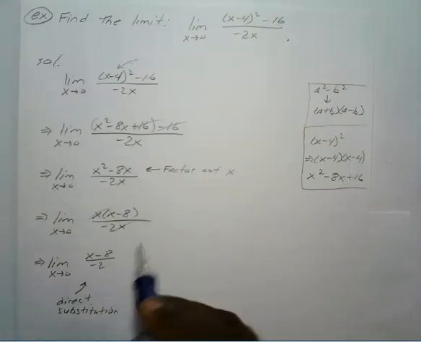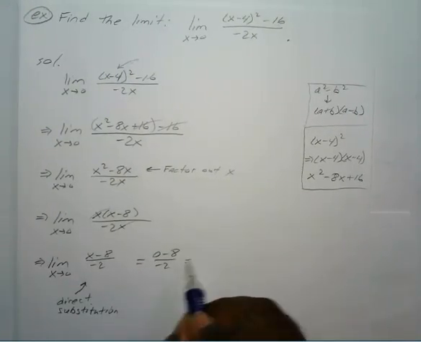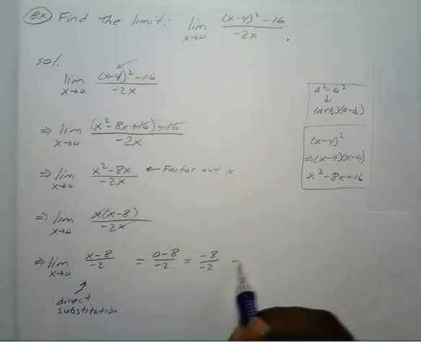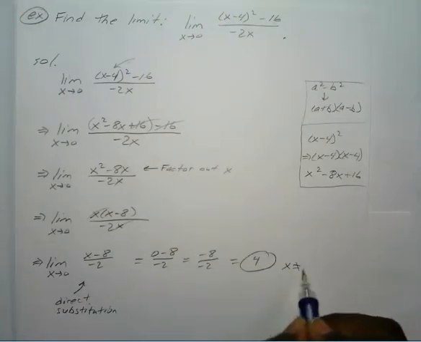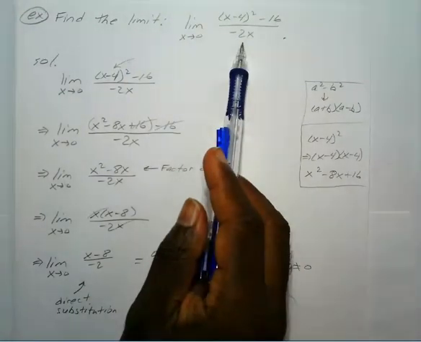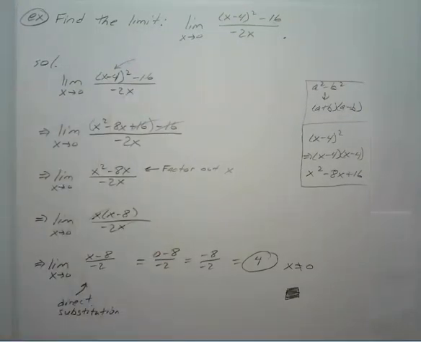Alright, so if we go ahead and plug that in, we end up with 0 minus 8 over negative 2, or just negative 8 over negative 2, which is 4. But we still know that x can't equal 0 because of where we started. Okay, so sometimes you do have to kind of manipulate your function in order to find the limit. Alright, so hopefully this made sense, and I will see you on the next video.